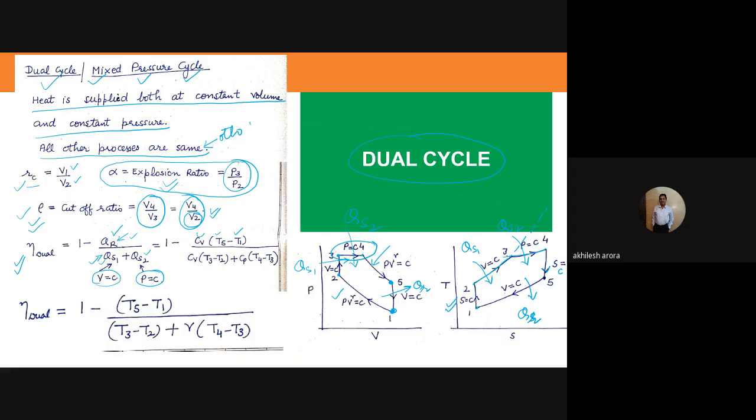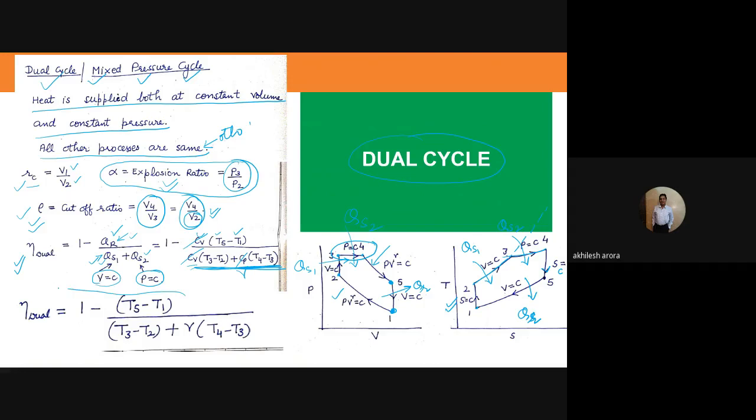And the heat supplied is during 2 to 3 at constant volume and 3 to 4 at constant pressure. So we write CV (T3 minus T2) plus CP (T4 minus T3). This is the total value of the heat supplied in the dual cycle. Then we can divide the numerator and denominator by CV. When we divide by CV in the numerator and denominator, the CV cancels out, and in case of CP we get the value of gamma.